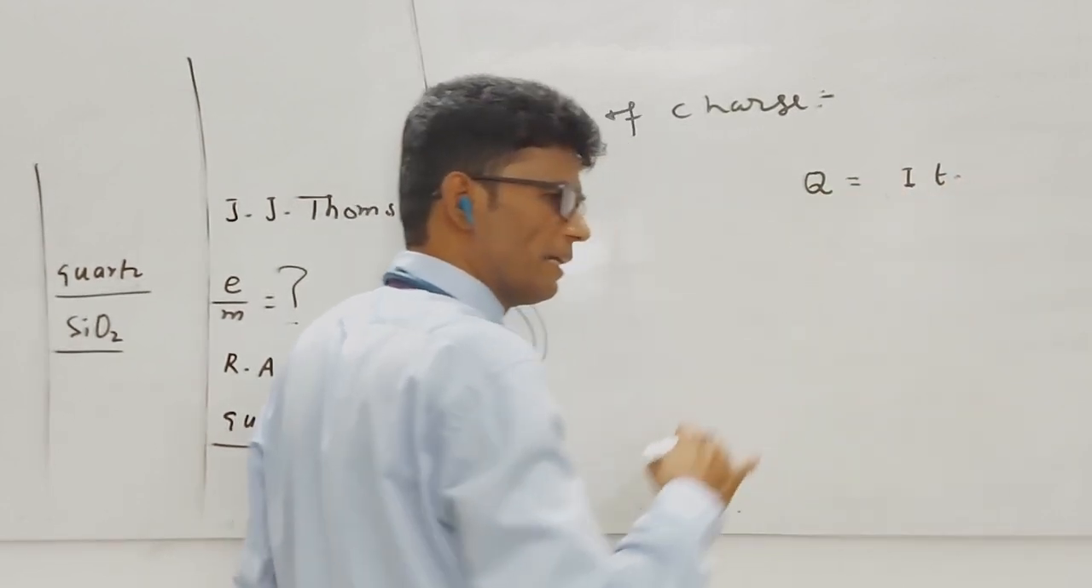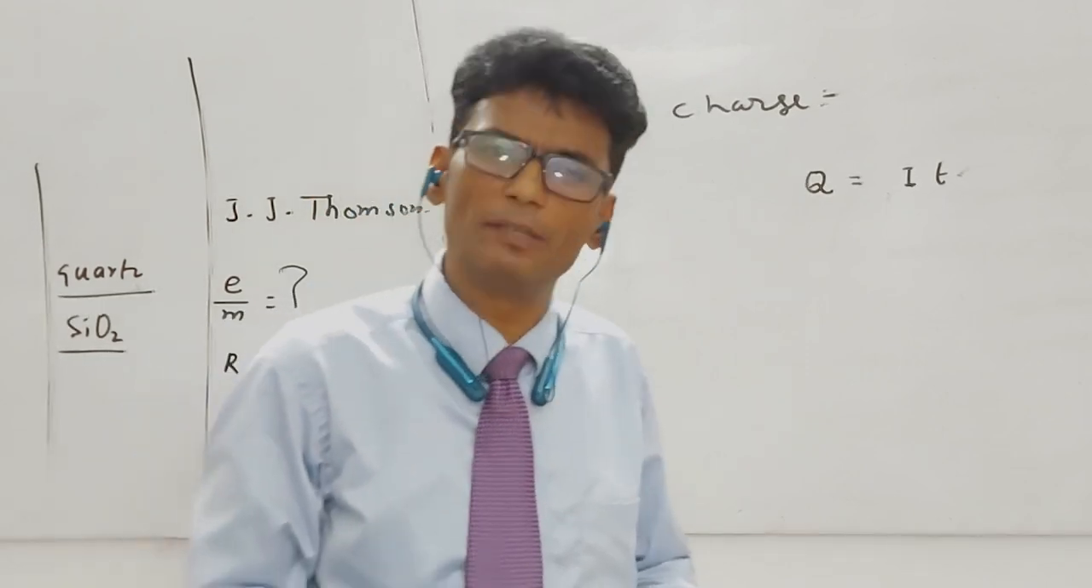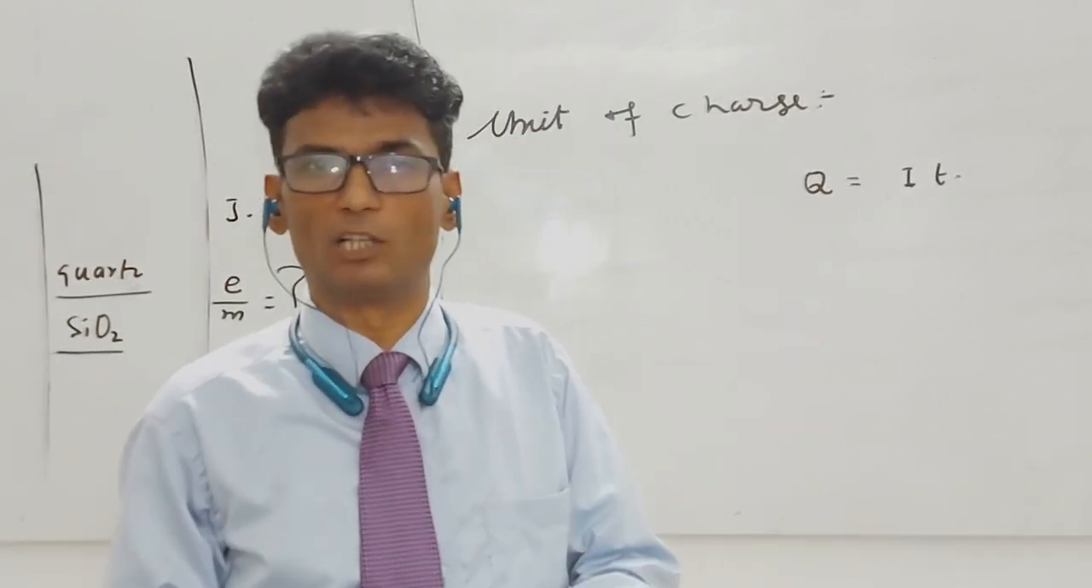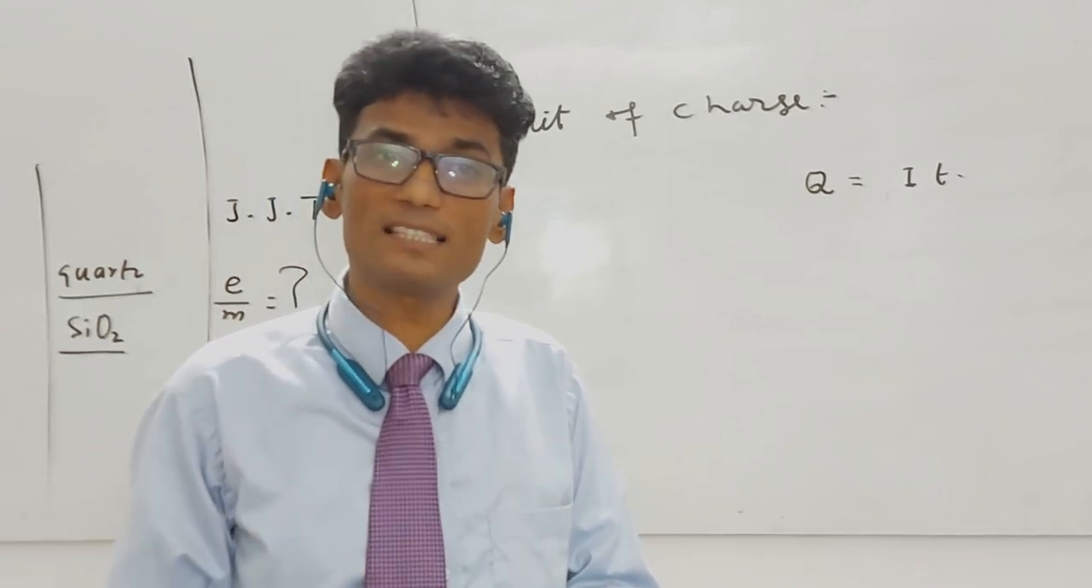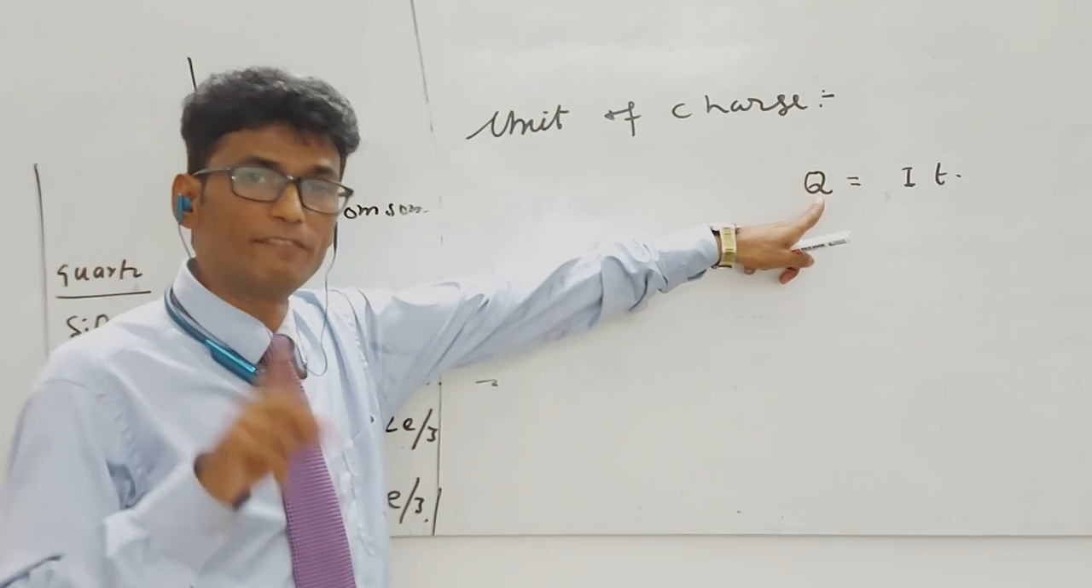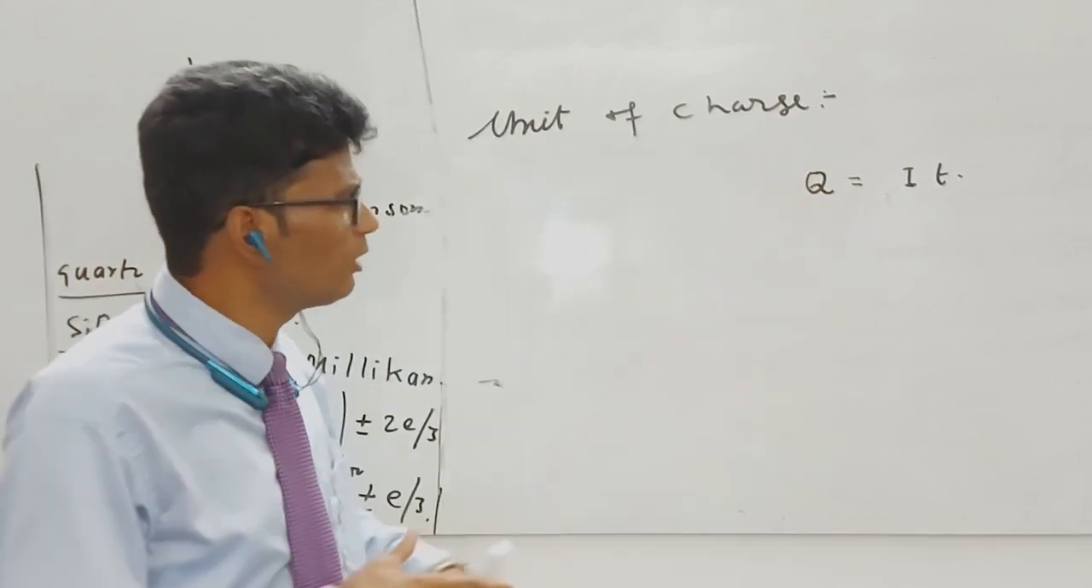Any physical quantity, in fact, that is derived from two or more fundamental quantities is known as a derived physical quantity. So that is why charge is a derived physical quantity. What about the unit? Look at here.